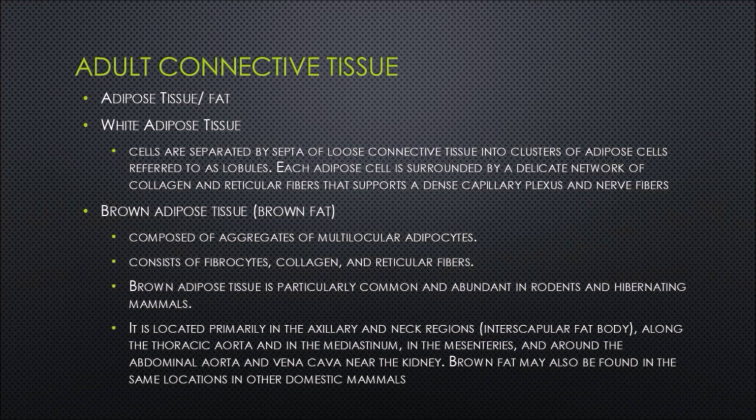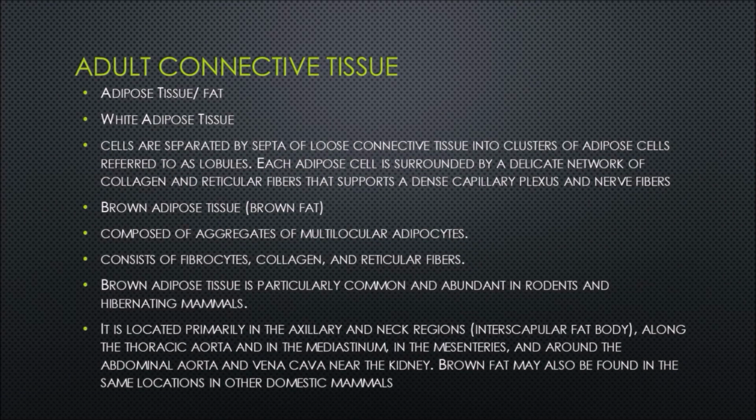Next is the brown adipose tissue, also called brown fat. These are composed of aggregates of multilocular adipocytes, and it consists of fibrocytes, collagen, and reticular fibers. It is also particularly common and abundant in rodents and hibernating animals. It is located primarily in the axillary and neck regions along the thoracic aorta and in the mediastinum and in the mesenteries, and also around the abdominal aorta and vena cava near the kidney. Brown fat may also be found in the same locations in other domestic animals.